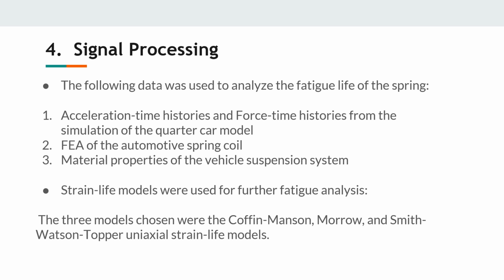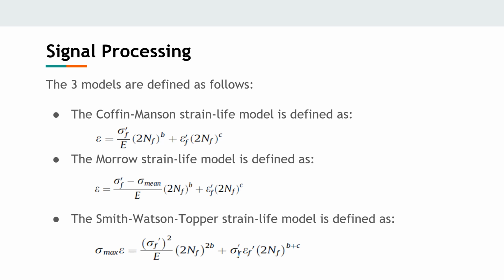Strain life models have been widely used for fatigue analysis of automotive components such as leaf springs and damper spring towers. The 3 chosen models are defined by the following equations, where epsilon is the plastic strain, epsilon f prime is the fatigue ductility coefficient, sigma f prime is the fatigue strength coefficient, b is the fatigue strength exponent, c is the fatigue ductility exponent, sigma mean is mean stress, and sigma max is maximum stress.